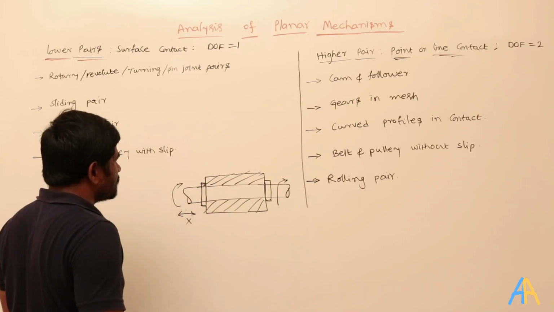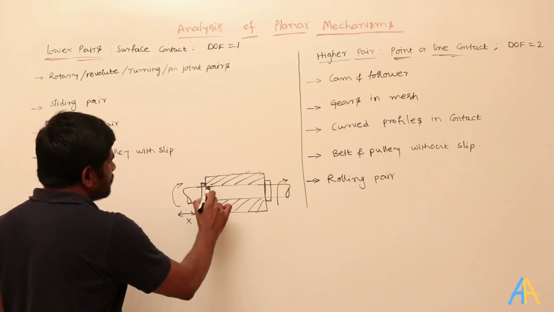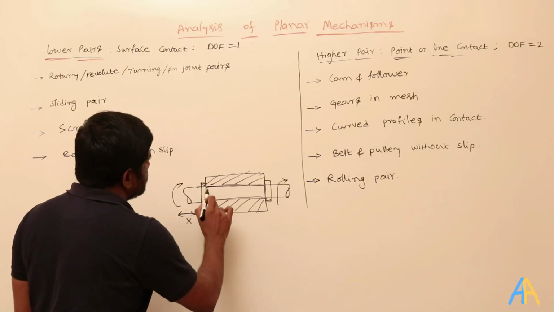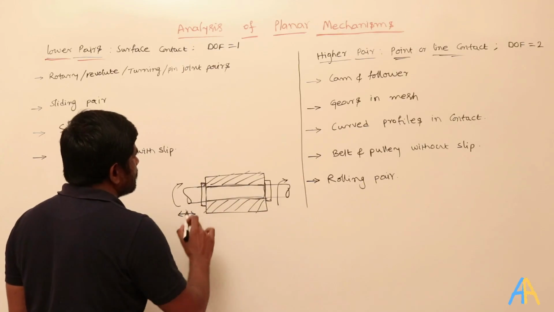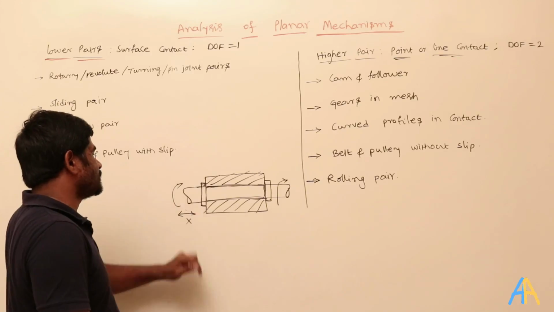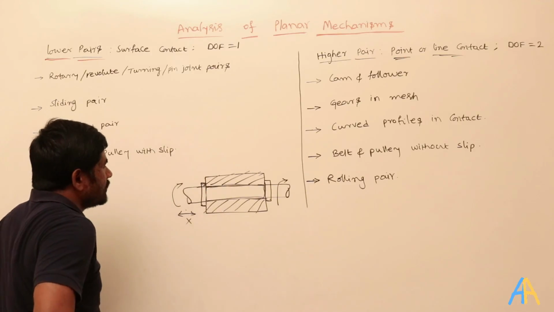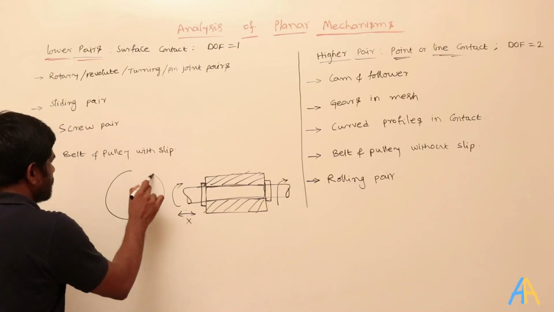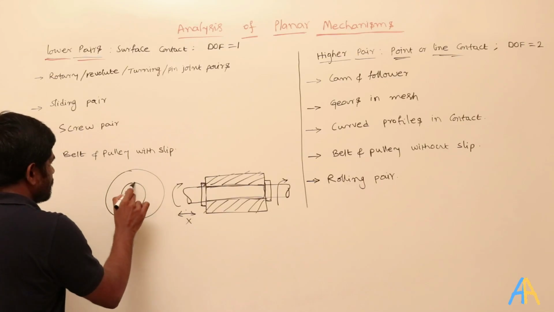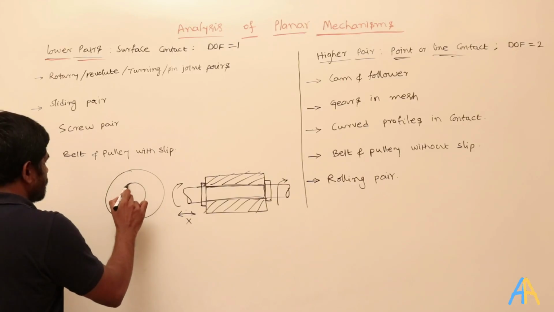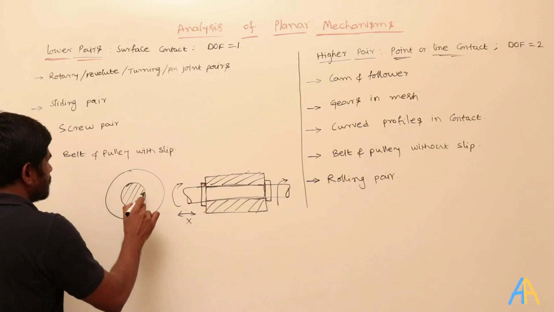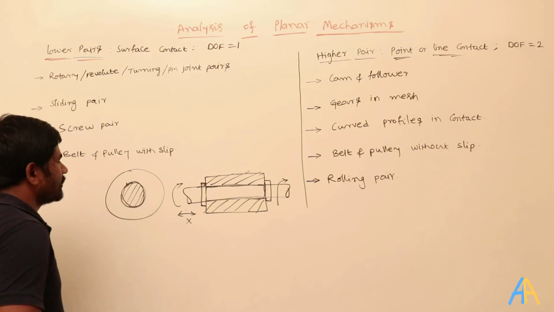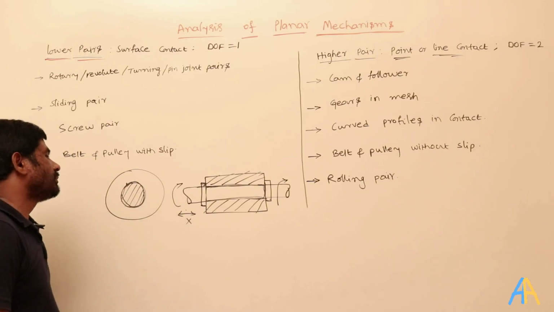When there is only rotation, what happens? If you take the lateral surface of the cylinder, the rod, this lateral surface is touching the inside of this. If I draw the side view, it will be like this. So this is the rod that is rotating here, and this entire surface is touching this.